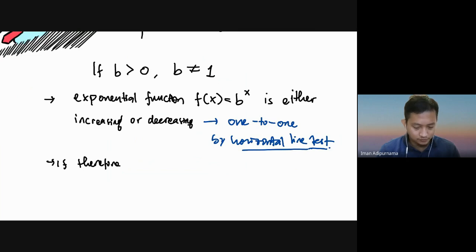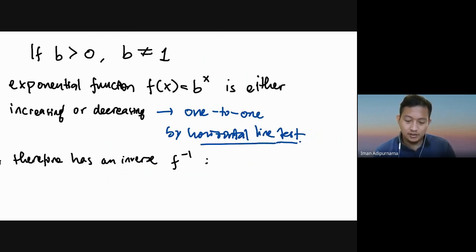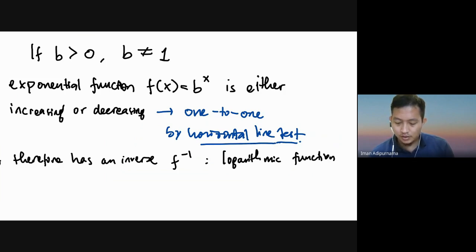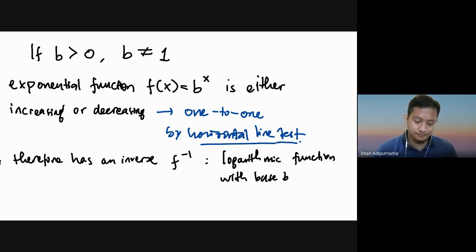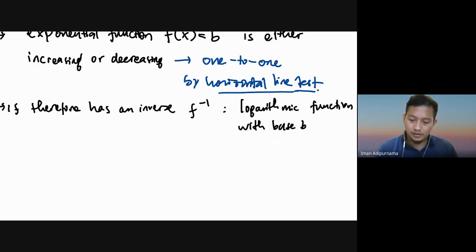Therefore, if this exponent has an inverse, which is called the logarithmic function with base b, we can write log b. So this is called the base. Okay, the b is called the base.